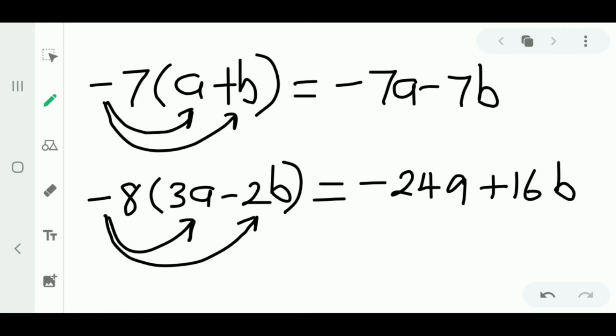So if you pay attention to these examples, you can see if the term on the outside of the brackets is positive, then the signs of the terms inside the brackets are unchanged. But if the term on the outside is negative, then the signs of the terms inside the brackets are all changed.